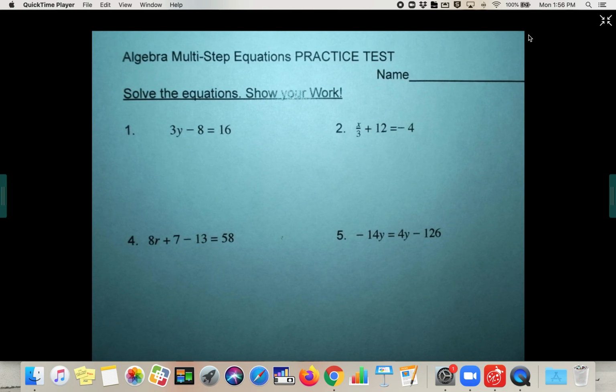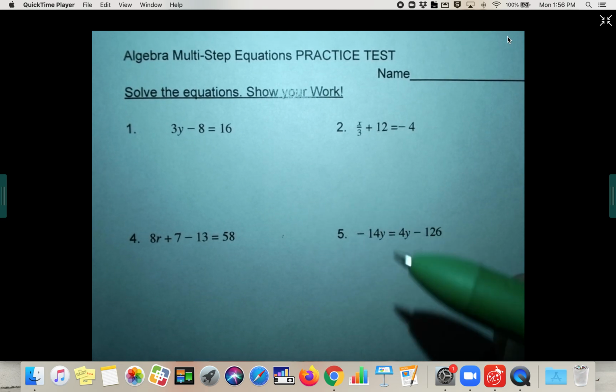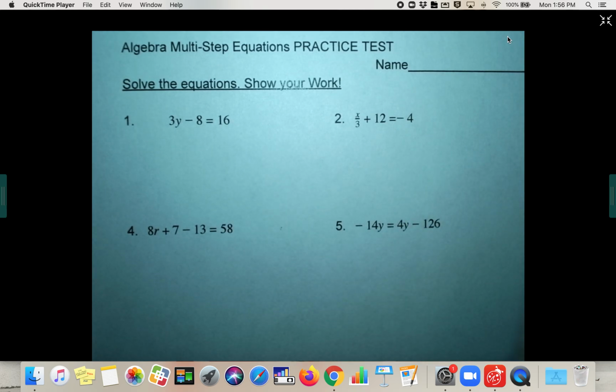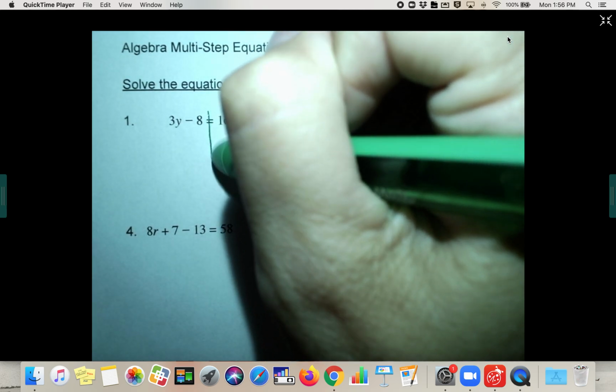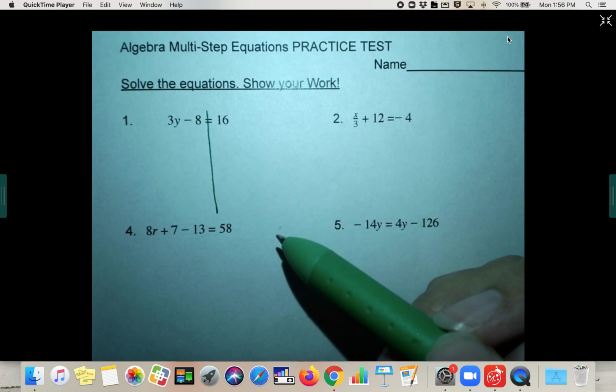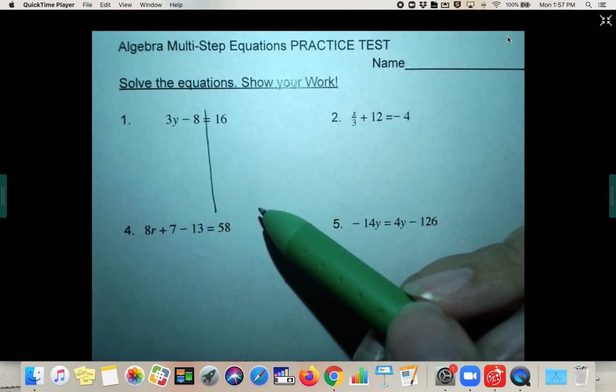All right, this is the algebra practice test over equations. So I'm going to work all of these out for you. You can either work them out with me as I do it, or you can work it out ahead of time and fast forward and just make sure your answers are correct. So on your test, you will have to show all your work. So don't just try these in your head and guess and check. You need to show what you did.